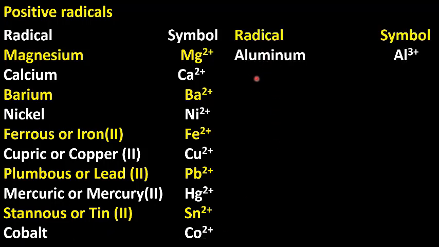More radicals. Aluminium. All these radicals, magnesium, calcium, etc., are referred to as dipositive ions. Now aluminium Al3+ is a tripositive ion. Plumbic or lead 4, Pb4+. Here you can observe the difference. Plumbous, with less amount of positive charge, ends with OUS. Plumbic, more amount of positive charge, ends with IC.